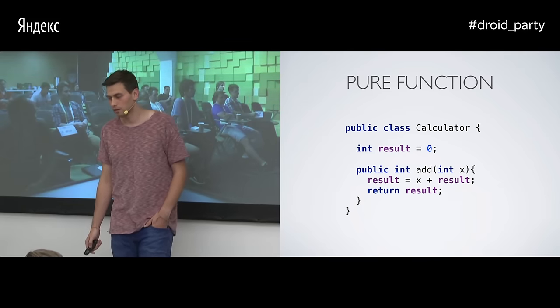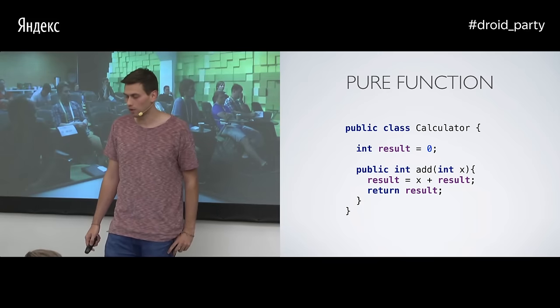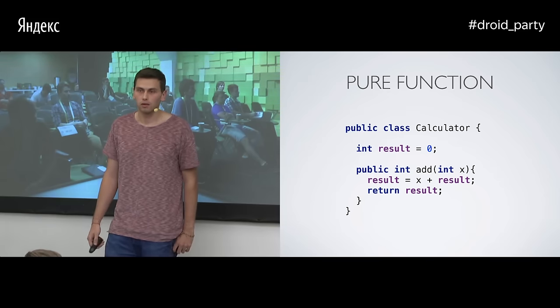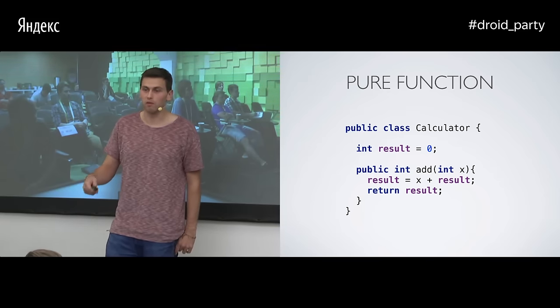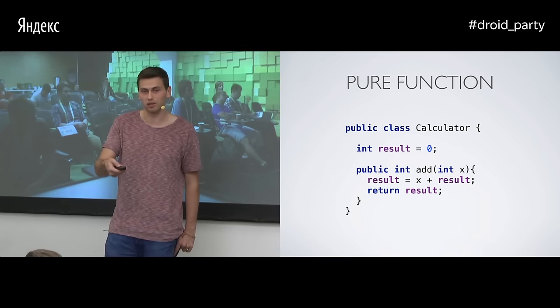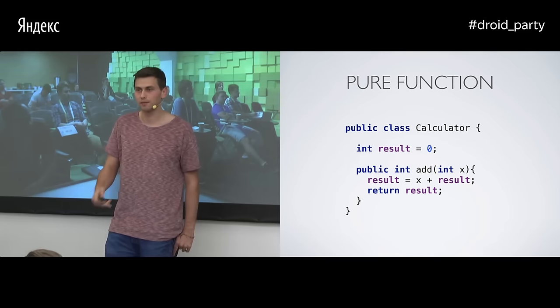Yeah, exactly. Result will be set every time we call add. What's the problem with side effects? Well, we can't really be sure that whenever we pass the same value as argument in, we get the same value out, because it depends on the result variable, right? So it's hard to debug, it's easy to make bugs, and it's hard to test.